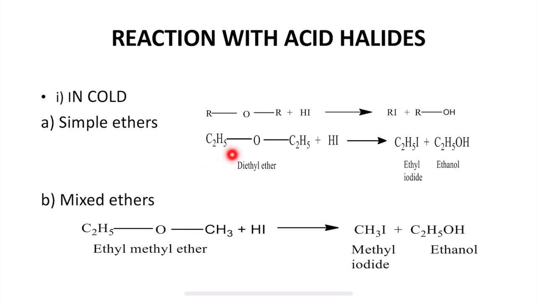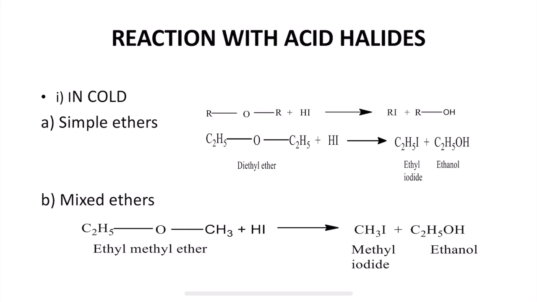A similar example is diethyl ether, C2H5OC2H5, when it is treated with hydrogen iodide. We are going to get ethyl iodide, and along with that ethanol is obtained. When mixed ethers are used, the alkyl iodide produced depends on the nature of the alkyl groups. Suppose you are using a mixed ether, then the alkyl iodide which is produced depends upon the nature of the alkyl groups.